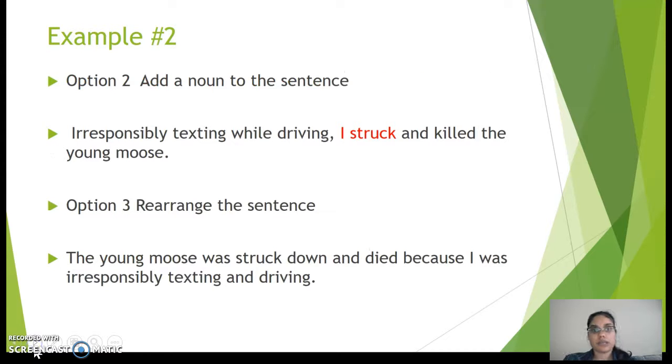Okay, your second option is to add a noun to the independent clause part of the sentence. So here we added the words I struck to the second part where it says I struck and killed the young moose. So, "Irresponsibly texting while driving, I struck and killed the moose." And then the last option available to you is to rearrange the sentence. So we're going to put that modifier back at the end of the sentence, and you'll see that that clears up the confusion. So it reads, "The young moose was struck down and died because I was irresponsibly texting and driving."